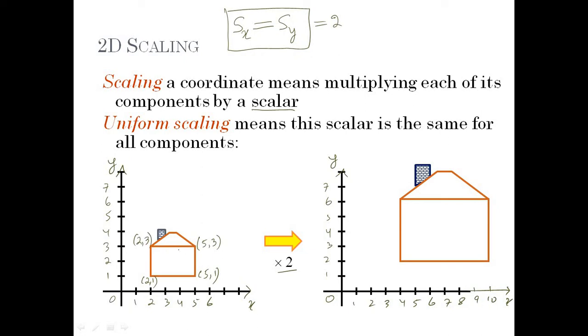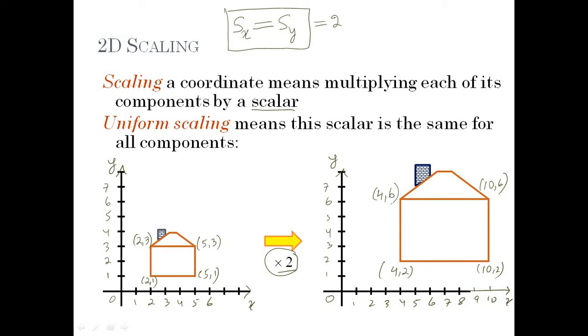Now let us just consider these 4 points for the moment. In uniform scaling, we will multiply each of these components by the same scalar which is 2. If we multiply 2 into 2, we will get 4. If we multiply 2 into 1, we will get 2. So likewise, this 5, 1 will become 10, 2. Here also 10, and 3 into 2 will be 6. Now here also 2, 3 will become 4, 6.